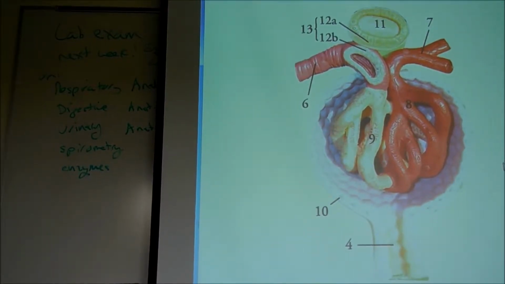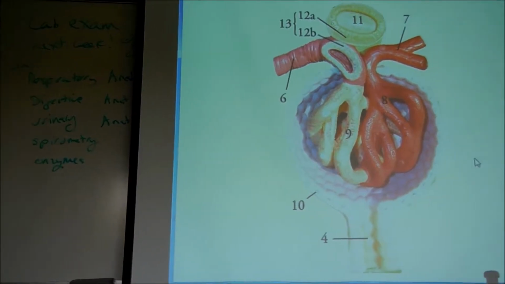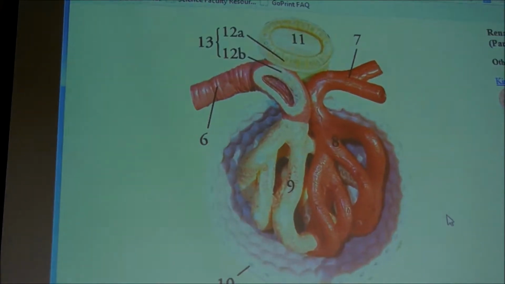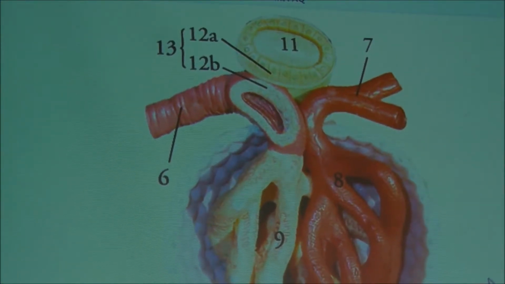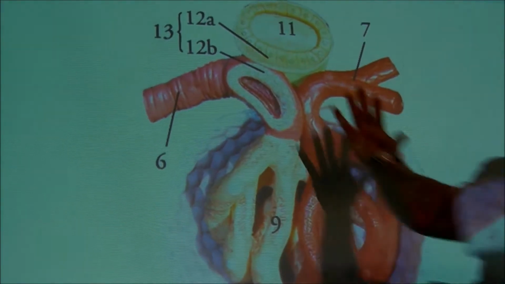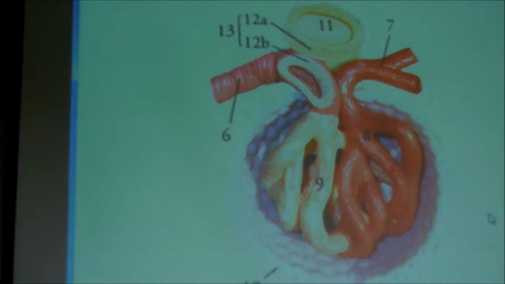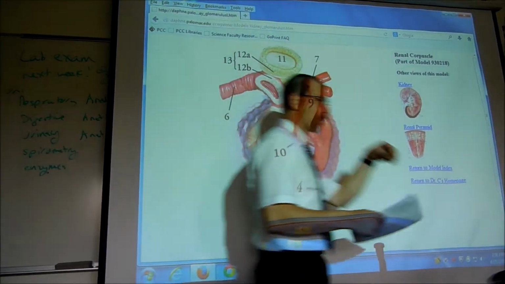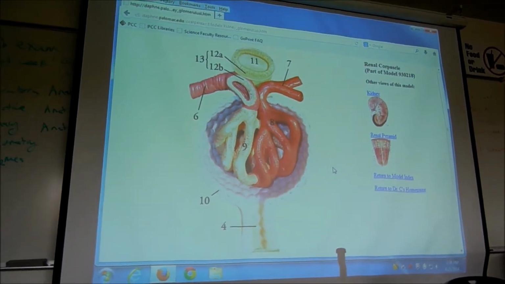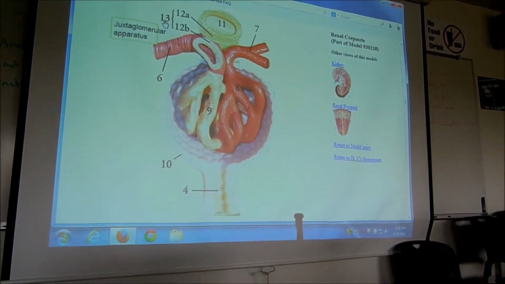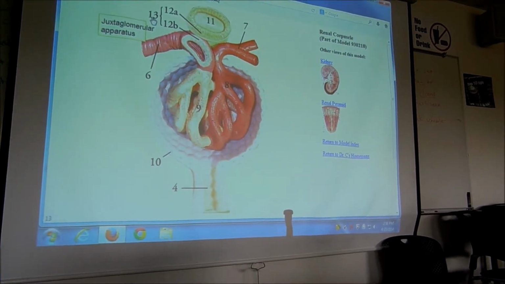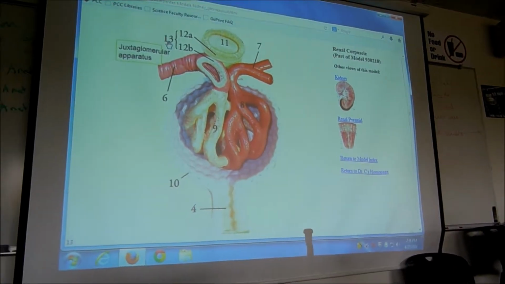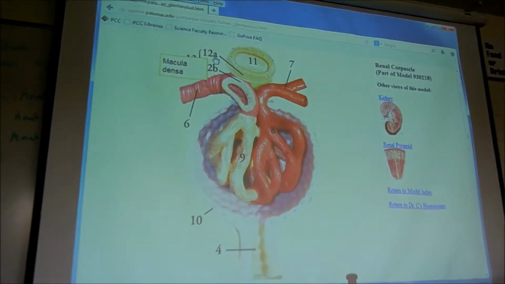Okay. So now the problem is number 13. This is the one that's going to bother you. Because 13, you notice, has two parts, a 12A and a 12B. All right, so here we go. If you include 12A and 12B together, that's the juxtaglomerular apparatus that we talked about in class. So 12A plus 12B is the apparatus. Juxtaglomerular apparatus. Near your glomerulus. Right there. But wait, there's more. Because 12A and 12B individually have different names. So 12A is called your macula densa.